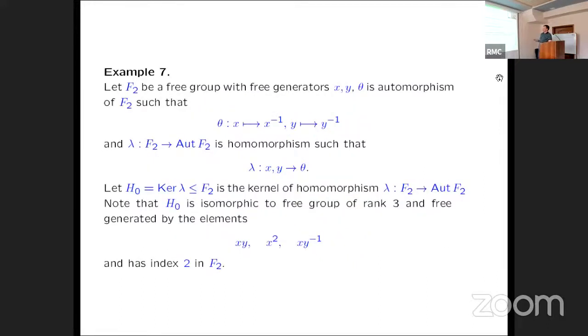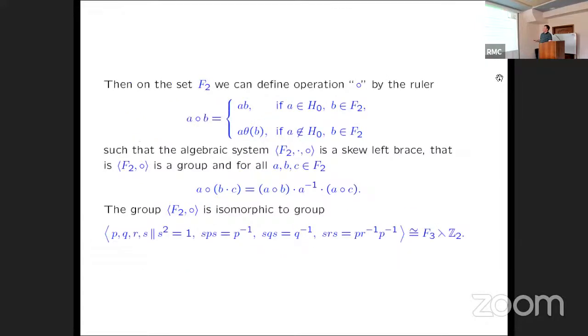Next example, if you take theta inversion of generators, lambda of the same, define kernel with the same generators, define operation circle by the same formula, we obtain skew left brace, and in this case, the group F2 with circle is a split extension of free group of rank 3 with cyclic group of order 2 with these relations.